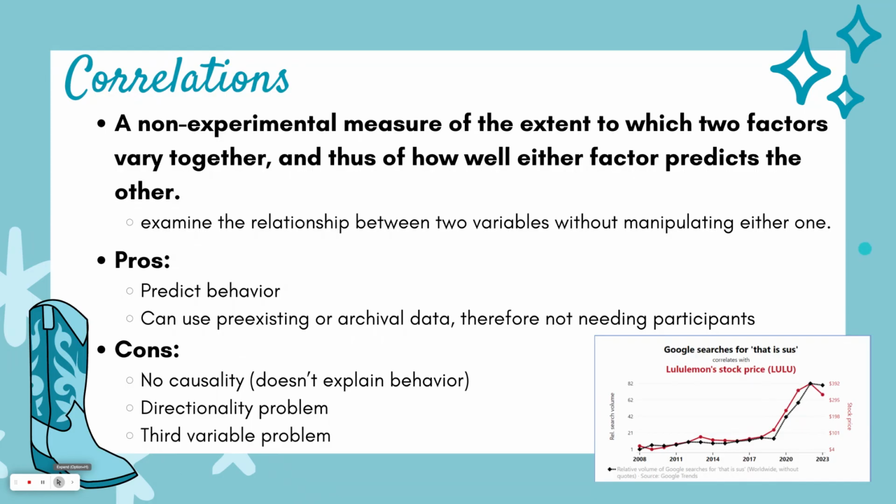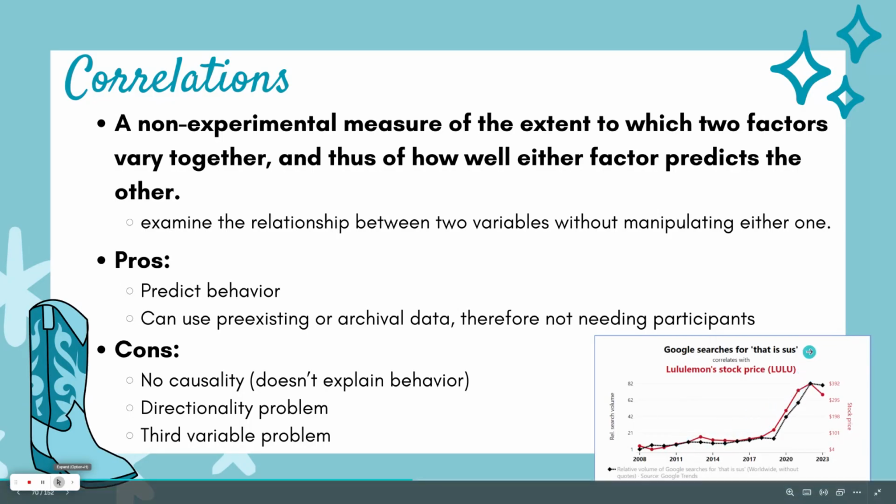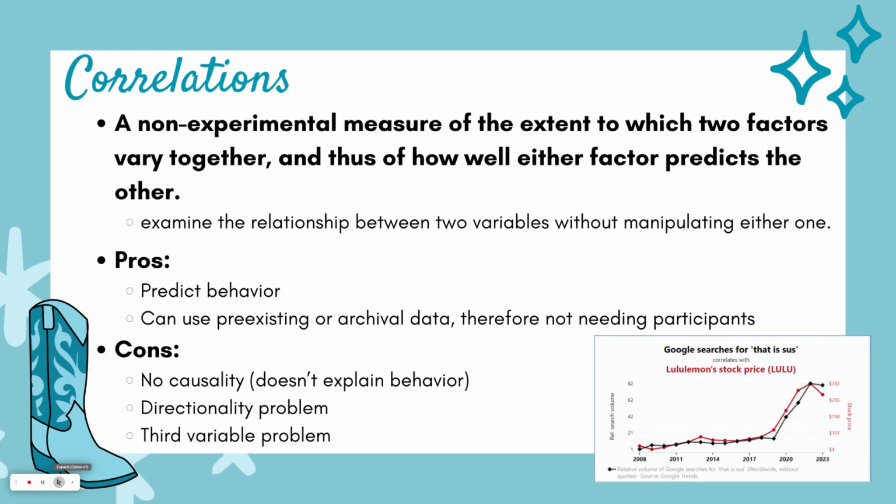So in this corner here, I have the scatter plot showing a correlation for Google searches for "that is sus" and Lululemon's stock price. Just to give you an idea of where we're going with this, correlation means there is a relationship between these two variables. We can see it here on the scatter plot. However, we cannot say that searches for "this is sus" causes Lululemon stock price to go up, nor can we say Lululemon stock prices cause people to search for "that is sus."